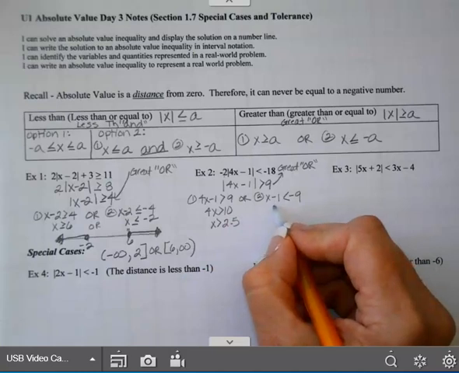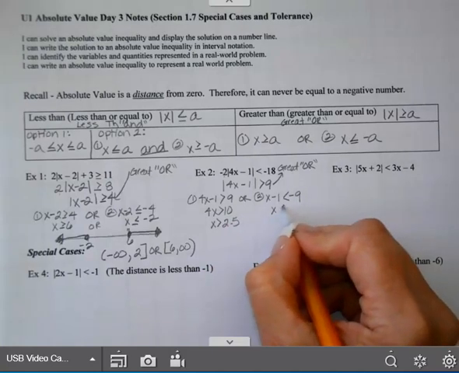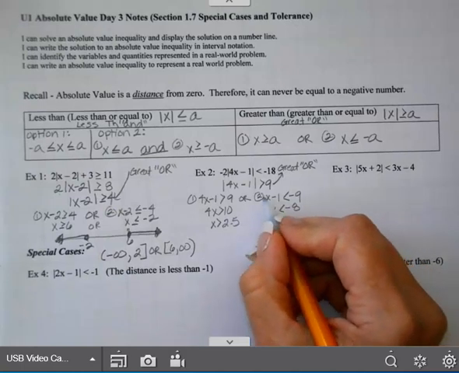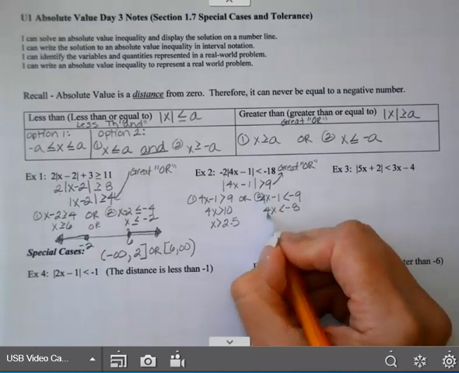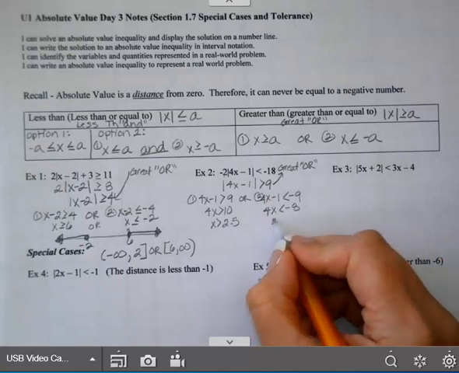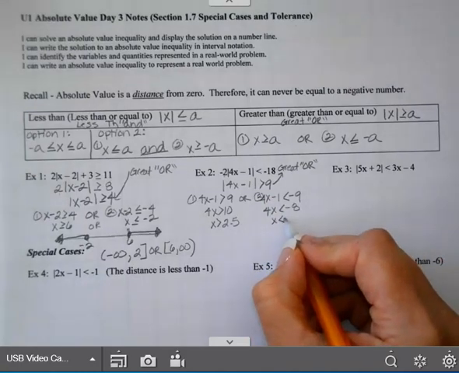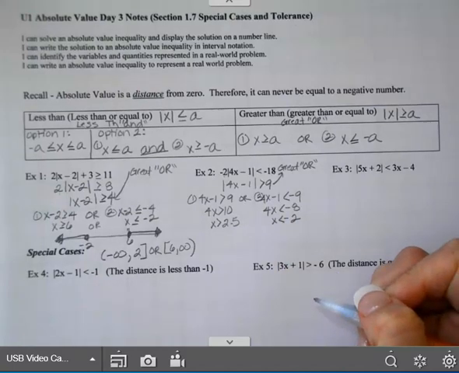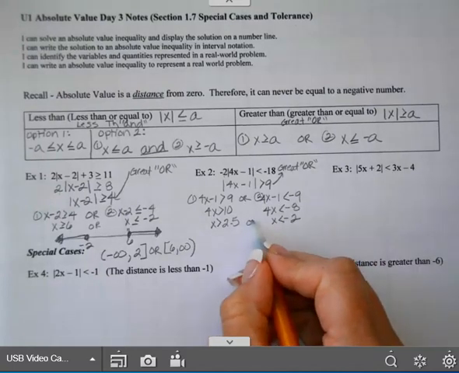On the other inequality, add 1 to both sides. Oh, this had a 4 on it. And then divide both sides by 4. And so this is x is less than negative 2. Remember, this is an or.